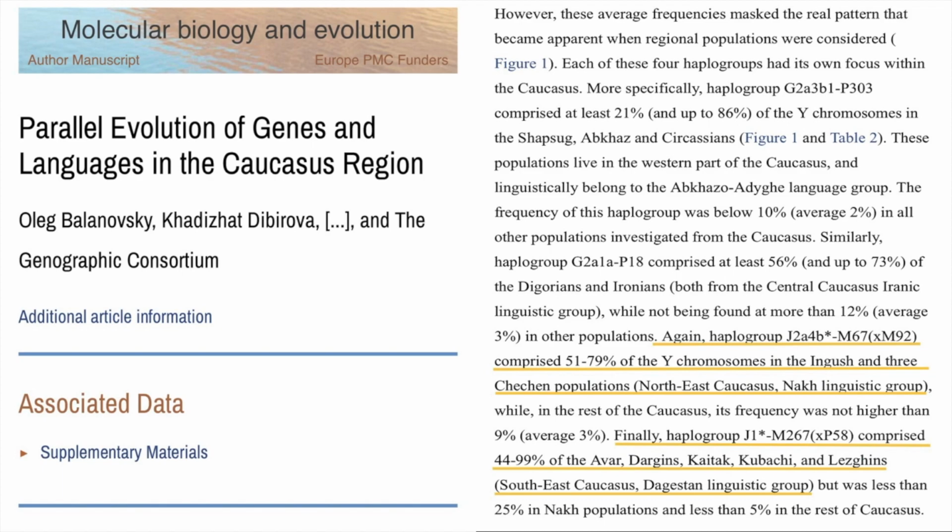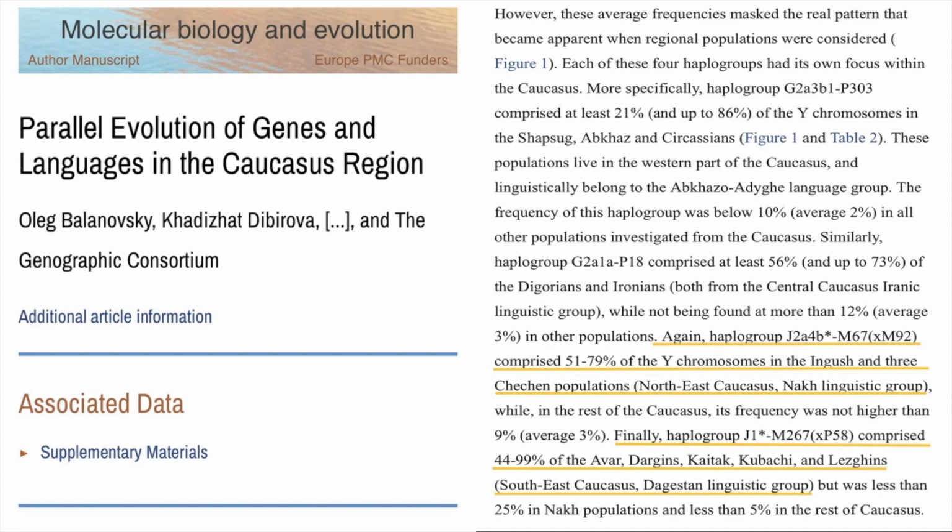So this is from Parallel Evolution of Genes and Languages in the Caucasus region, and it reads, again, haplogroup J2a4b*M67 comprises 51 through 79% of the Y chromosomes in the Ingush and Chechen populations, Northeast Caucasus NAC linguistic group.